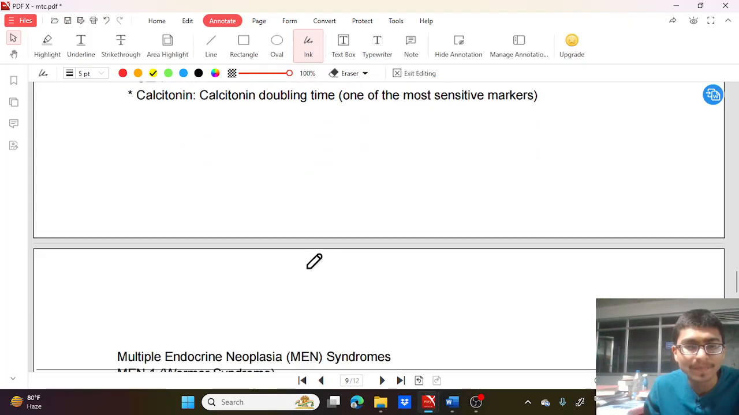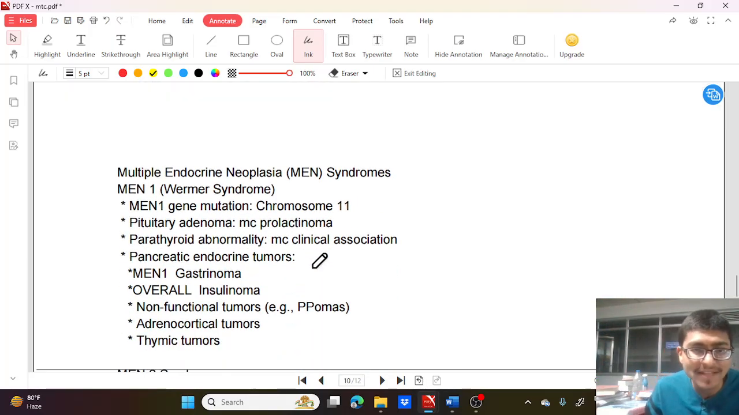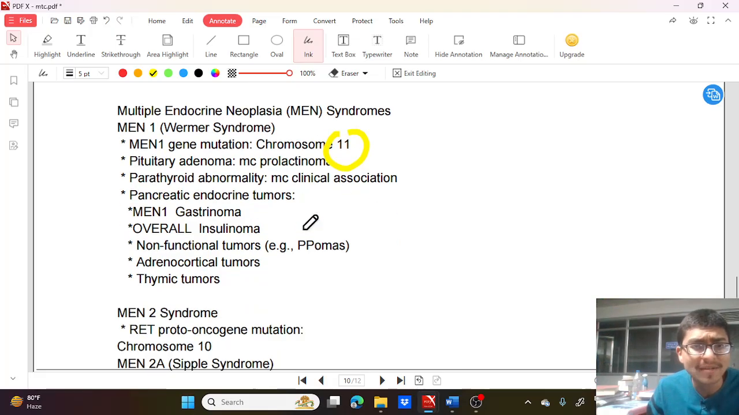Then coming to the syndromes associated with medullary cancer, that are multiple endocrine neoplasia syndromes, MEN syndromes. So MEN1, also known as Wermer syndrome, is associated with mutation in chromosome 11. And the most common pituitary adenoma seen here is prolactinoma. Parathyroid abnormality is the most common clinical association. That will be parathyroid adenomas.